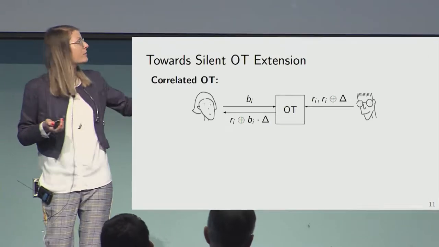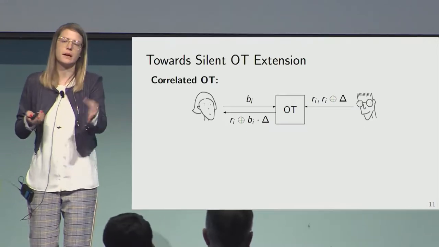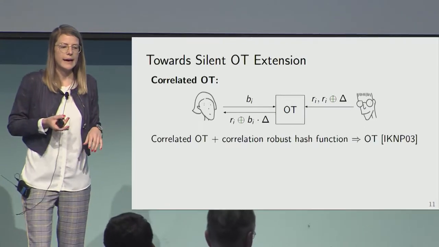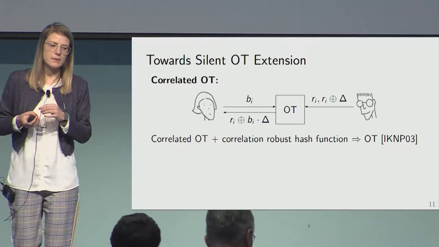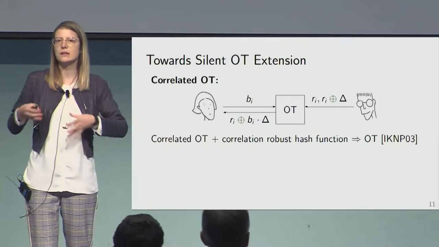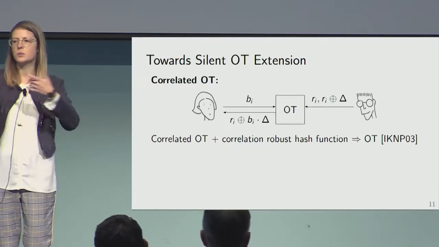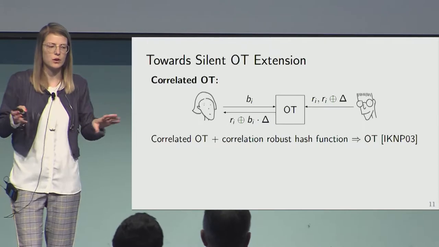And then you can rewrite Alice's messages as being the first message plus either this offset or not. And as Ishai, Kilian, Nissim, and Petrank showed, if you have correlated OT and you have a correlation robust hash function, this actually gives you OT. So the idea is basically that you can hash, and this breaks the correlation, and then you have just the normal OT that you want.